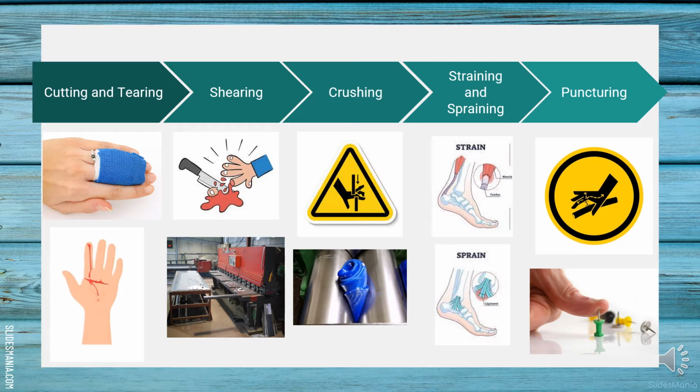Crushing, straining and spraining. A strain involves an injury to a muscle or to a band of tissues that attach a muscle to a bone, while a sprain injures the bands of tissue that connect two bones together. Puncturing, a machine or a sharp operating component stabbing or penetrating into body parts.